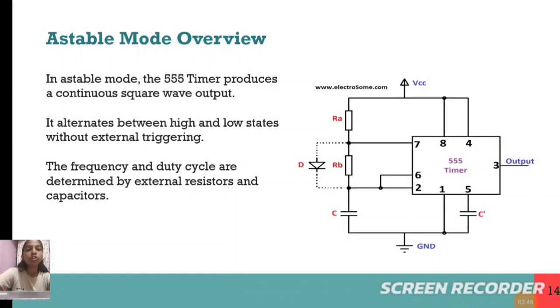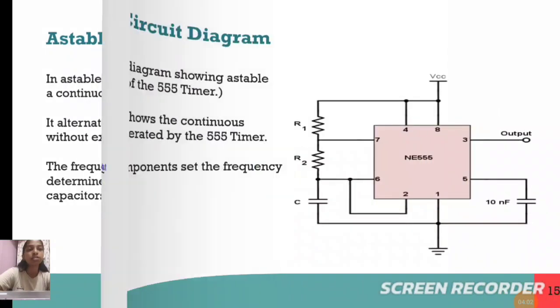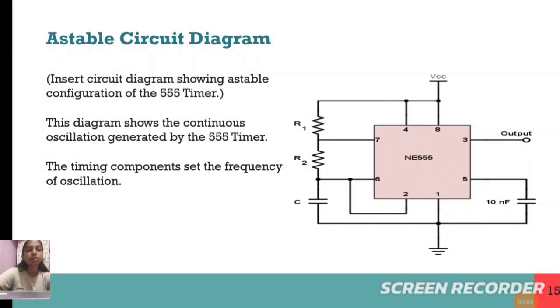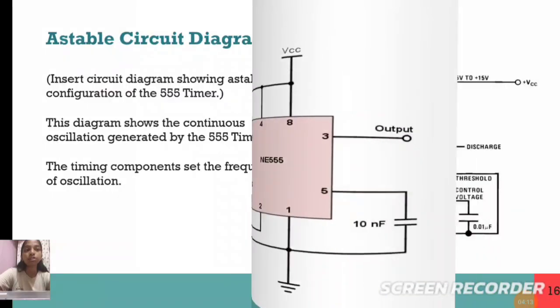Astable mode overview. So this is the circuit of the astable 555 timer, which produces a continuous square wave output. It alternates between high and low states without external triggering. The frequency and the duty cycle are determined by external resistors and capacitors. Astable circuit diagram. This diagram shows the continuous oscillation generated by the 555 timer. The timing components set the frequency of oscillation.